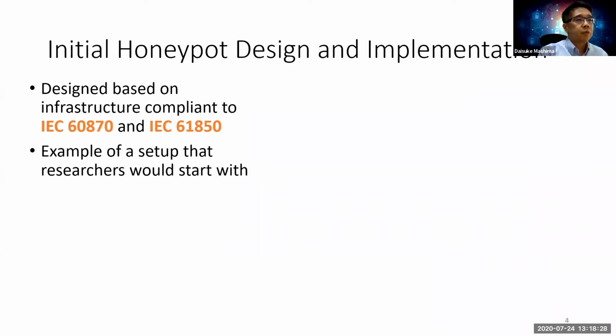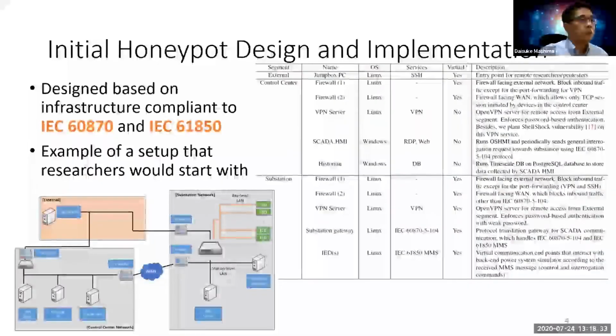Let me next explain the initial honeypot design and implementation. We studied substation and smart grid systems that are compliant with state-of-the-art IEC standards, such as IEC 60870 and 61850. Then we designed the honeypot infrastructure like this. It consists of a virtual control center network as well as a virtual substation network, which are connected by a virtual wide area network.